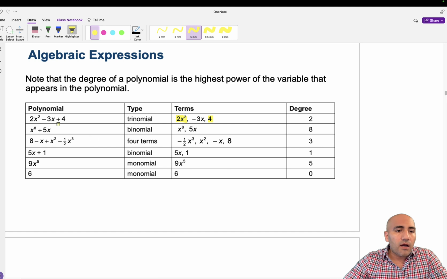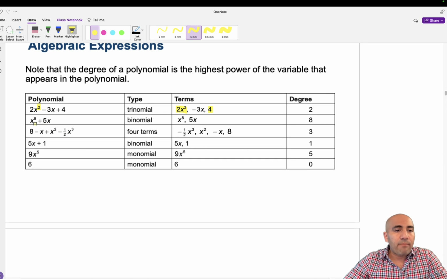Good. All right. Notice that we keep the sign with the term. Good. And this is a degree 2 because the highest power is a 2 right in there. Okay, so now this one is a binomial. There are 2 terms being added.